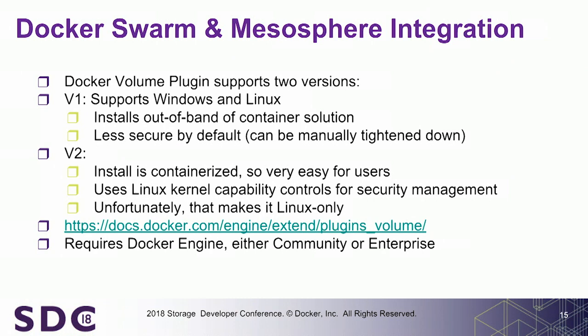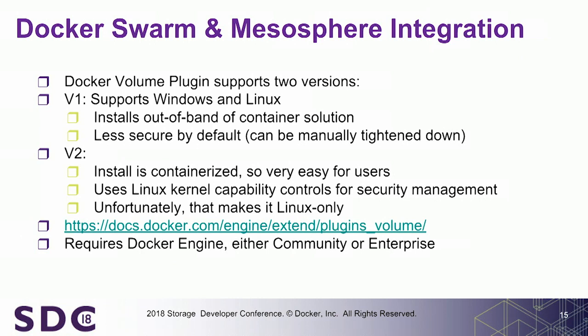V1 supports Windows and Linux. The reason V2 does not support Windows is because when we initially rolled out V2, Windows didn't support a lot of features that we needed for V2. And at this point, the focus is all on Kubernetes. So we're not really planning on updating that a lot because Microsoft's working really hard on making sure that Kubernetes storage works on Windows. So that's just kind of where that's going to be.